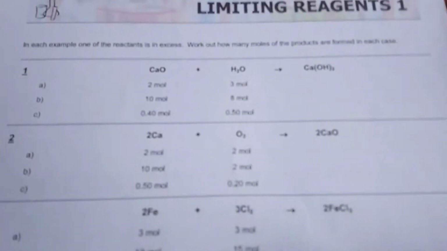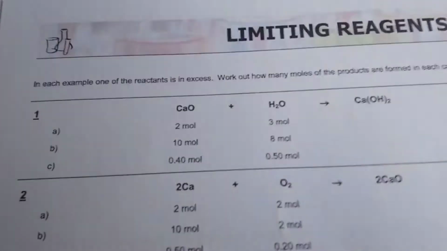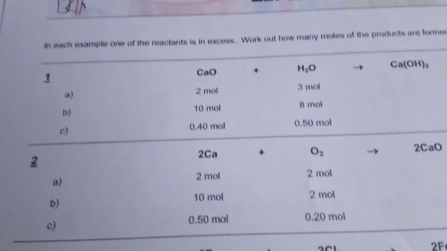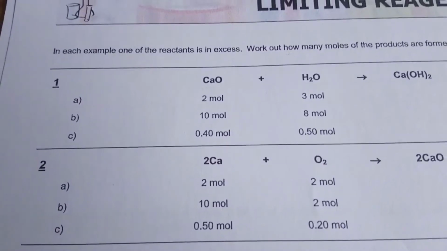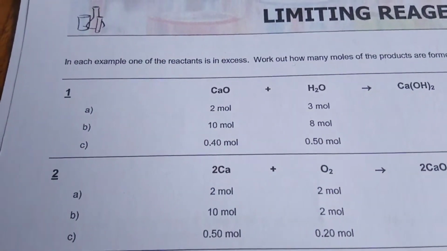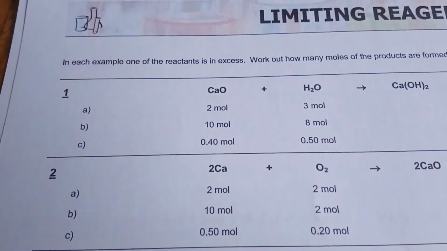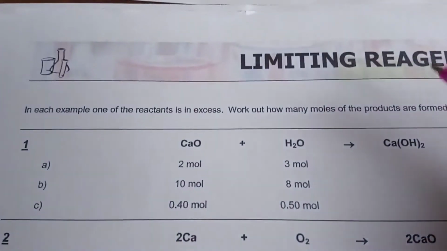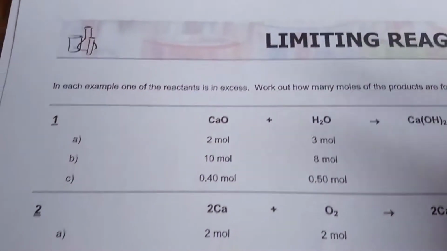hopefully like this. Okay, so this says, in each example, one of the reactants is in excess. Work out how many moles of the products are formed in each case. And then we've got a series of reactions. So this is the handout limiting reagents 1. And there are 7 questions.